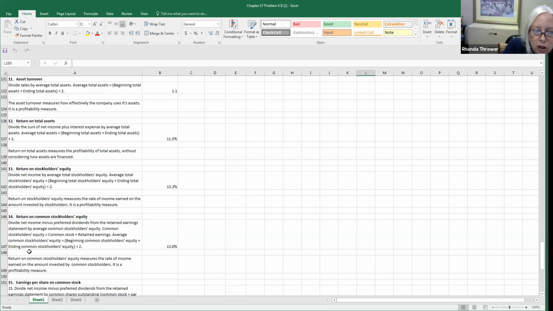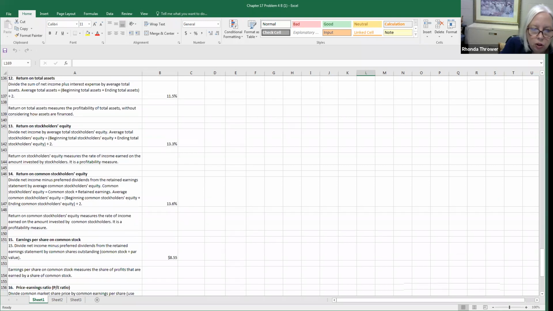And we'll add to that the ending common stockholders' equity, which comes from year 2, which is your common stock from year 2 plus your retained earnings from year 2. The total of those is divided by 2. And the return on common stockholders' equity measures the rate of return earned on the amount that's been invested by just the common stockholders. It too is a profitability measure.